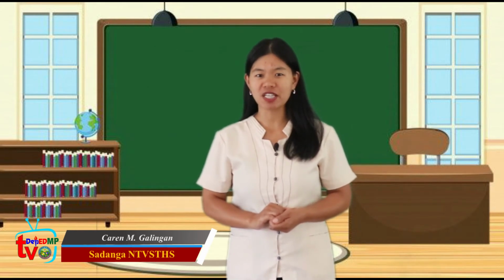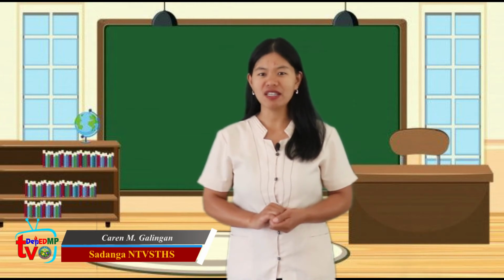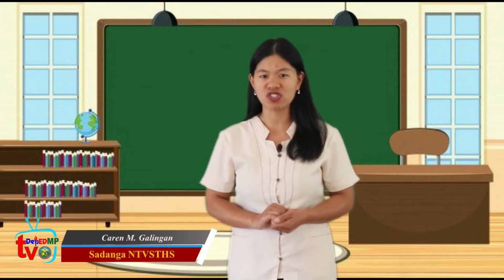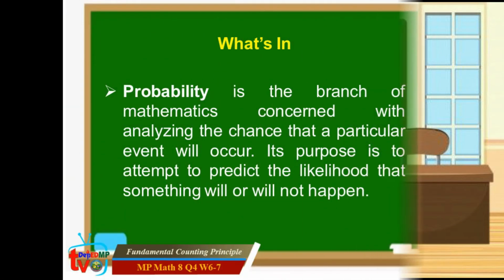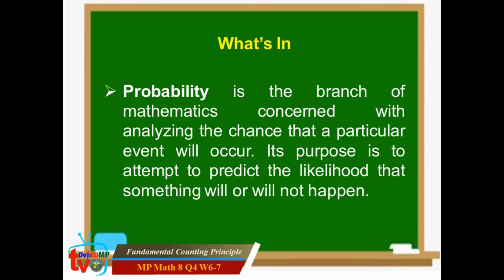People use their personal experiences and intuition to answer questions about an event's chance of occurring. But in the same case, it is possible to give a more precise numerical measure of chance. This is known as probability. Probability is the branch of mathematics concerned with analyzing the chance that a particular event will occur. Its purpose is to attempt to predict the likelihood that something will or will not happen.